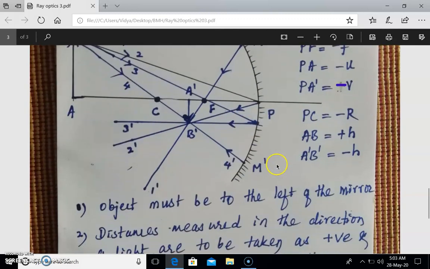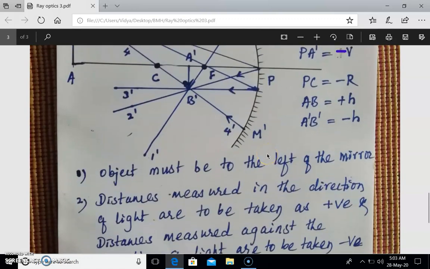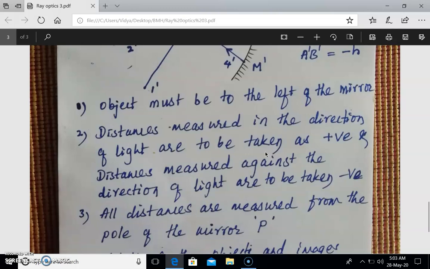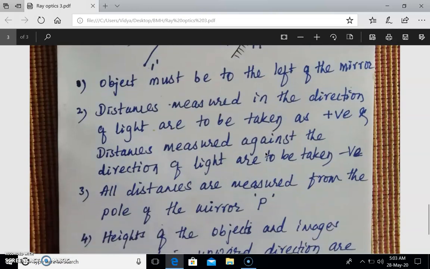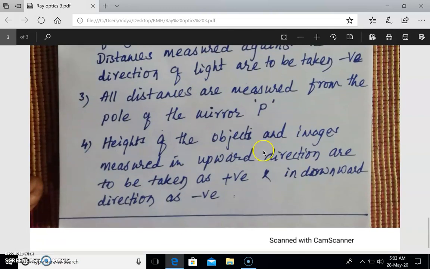So I hope you have followed the Cartesian new sign conventions. In all there are four. The first one is object must be to the left of the mirror. Second, distances measured in the direction of light are to be taken as positive, and distances measured against the direction of light are to be taken as negative. All distances are to be measured from pole of the mirror P. Heights of the objects and images measured in upward direction are to be taken as positive, and in downward direction as negative.